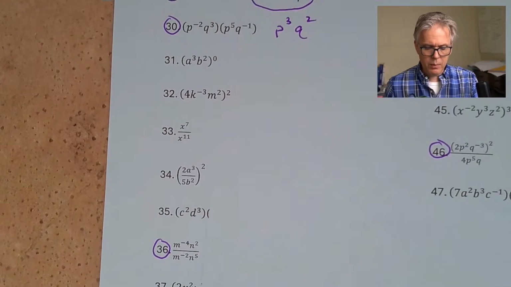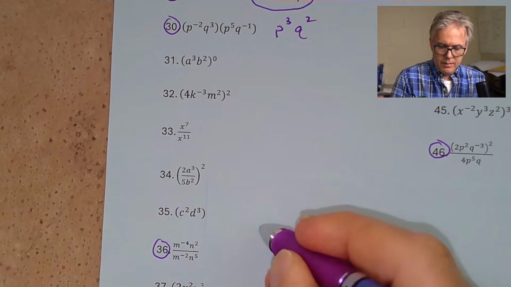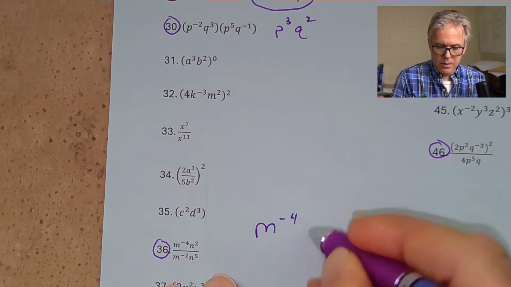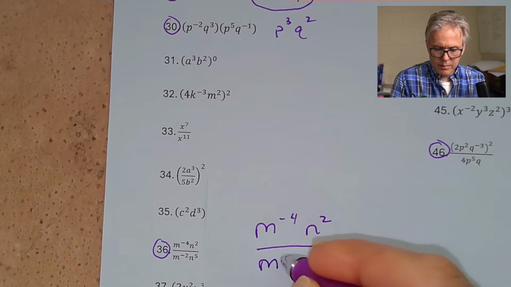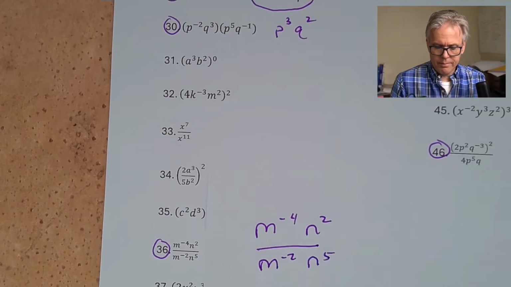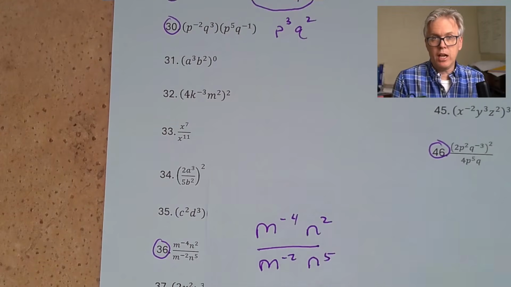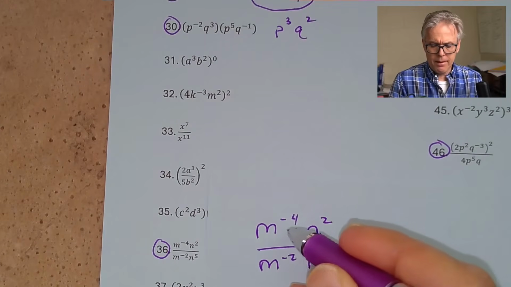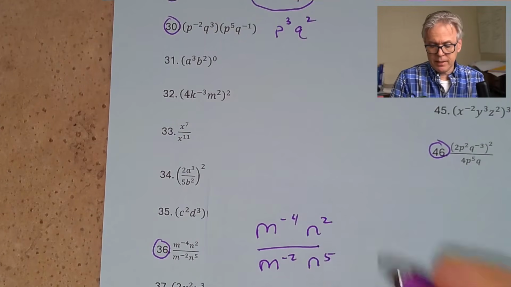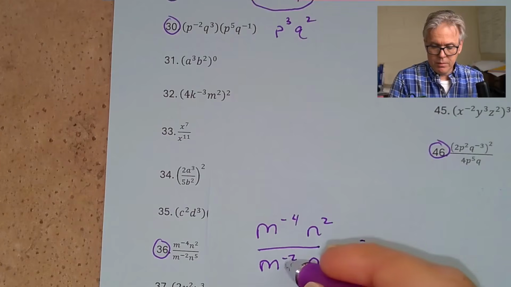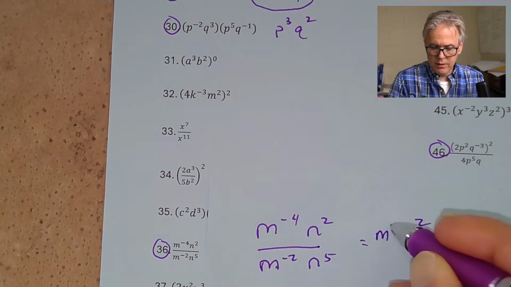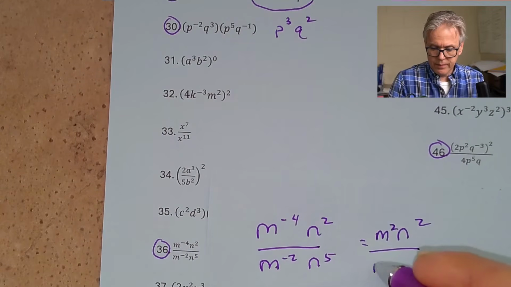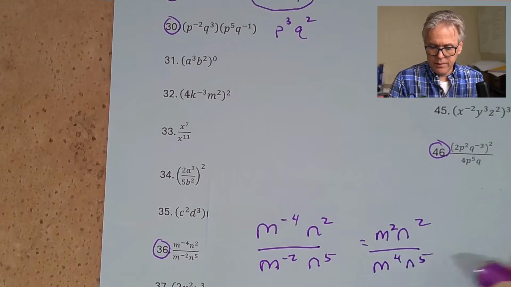Now, let me show you another way we could have done that. I have m to the negative 4, n squared over m negative 2 n to the 5. It's sometimes worth it to go ahead and just change my negative exponents to positive. So that's negative, so it's going to go up. This is positive, it's going to go down. So I'm going to have m squared over m to the fourth, n to the fifth.